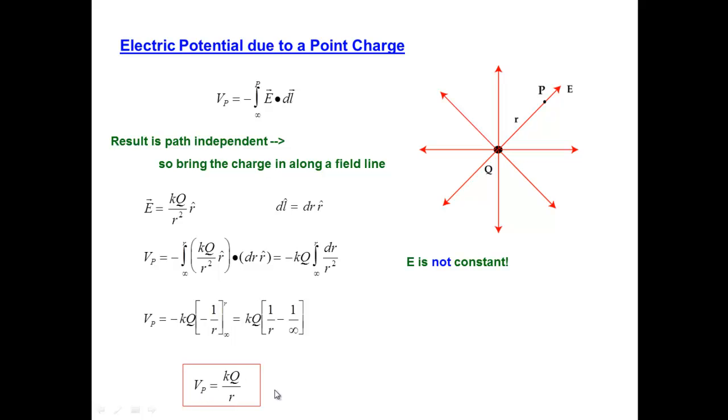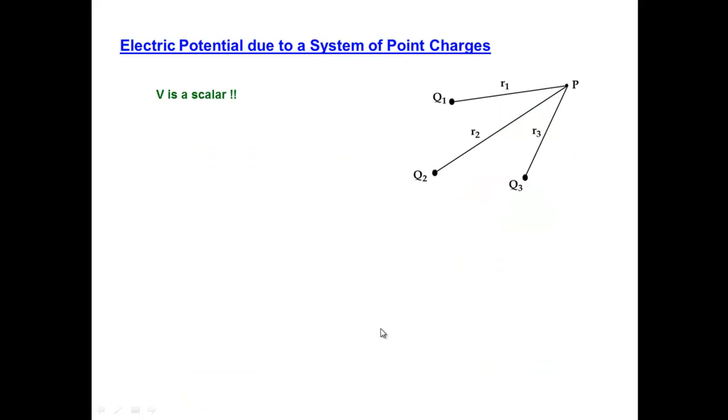Now electric potential, remember, does not have a direction. It's a scalar, not a vector. It can have a plus or minus sign, and it will, depending on whether this point charge is positive or negative. So V can be positive or negative, but it does not have a direction associated with it, which makes the very next thing much easier.